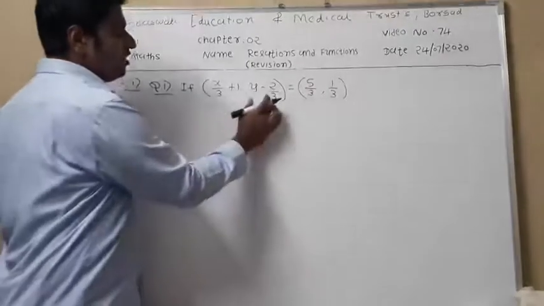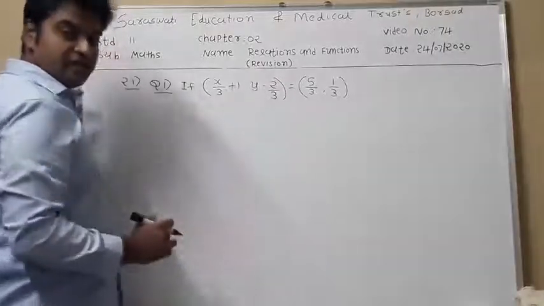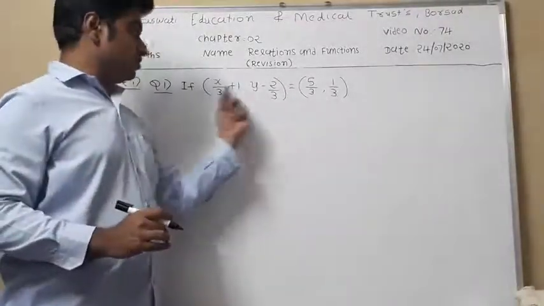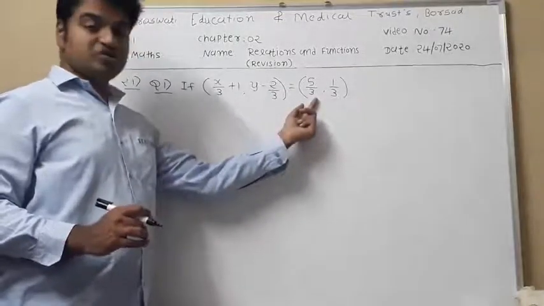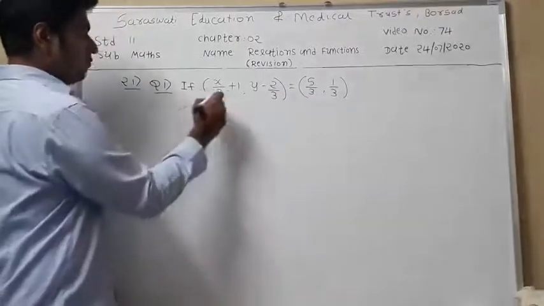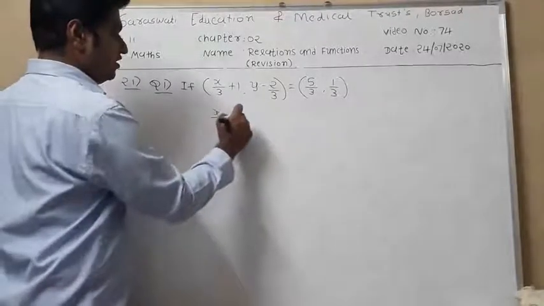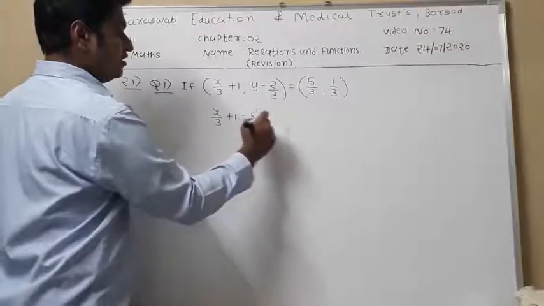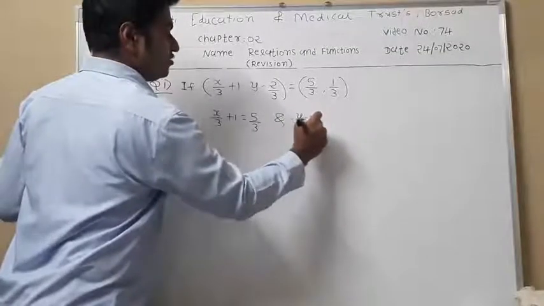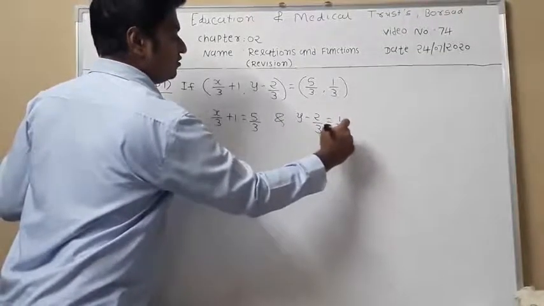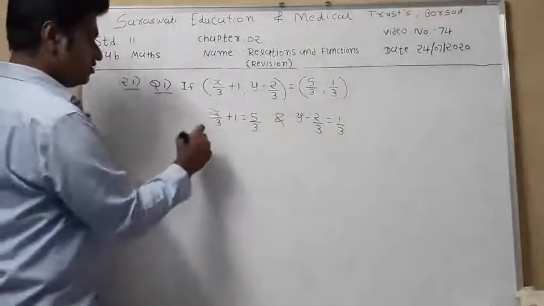Here two ordered pairs are present, each with two terms, x and y. In the same way the other side is also an ordered pair. So now compare the first term with the first term on the opposite side. Therefore x/3 + 1 = 5/3 and y - 2/3 = 1/3.